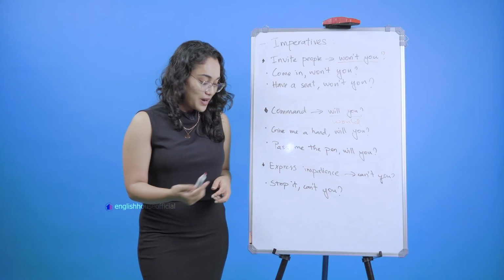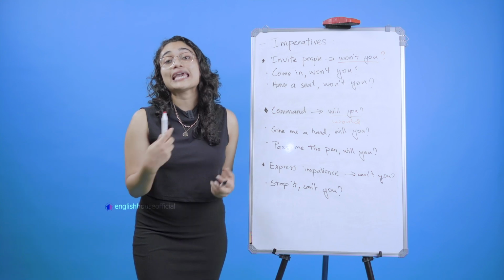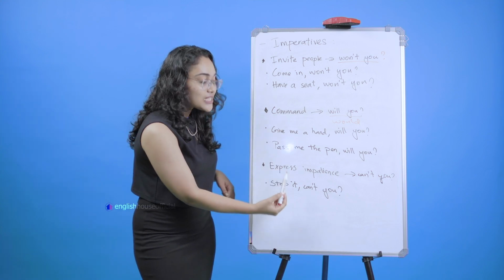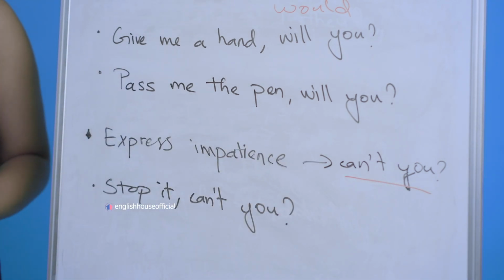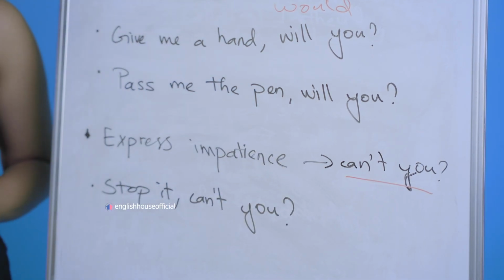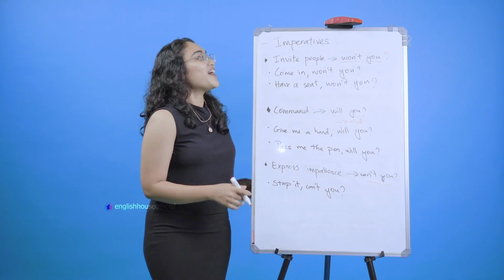Moving on to the next one, and that is in order to express impatience. All right, so in this particular case, the question tag to be used is can't you? All right, so take a look at this example sentence. It says, stop it, can't you? All right, so that's about it.